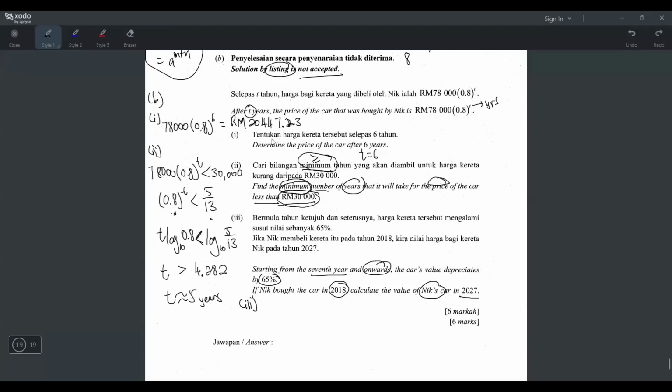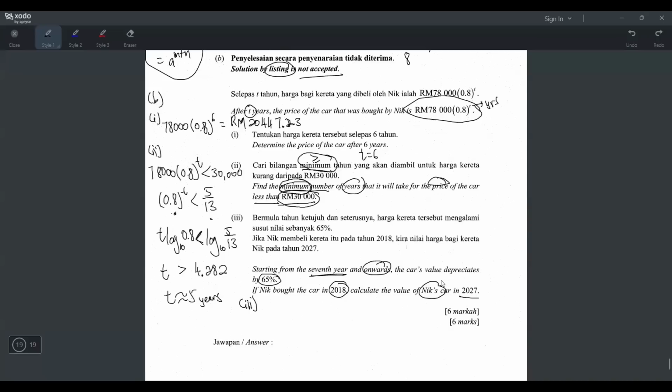I remember when I did question 1 just now, they asked us to determine the price of the car after 6 years, right? And now it says from the 7th year onwards, the car's value depreciates by 65%. So it does not follow this formula anymore. It means this formula only works for the first 6 years. Understand, right? Because from the 7th year onwards, we cannot apply this formula. It's different already, it's like 65%. So the new value is 65% of the old value. So if Nick bought the car in 2018, calculate the value in 2027.